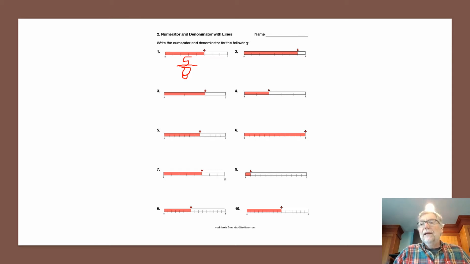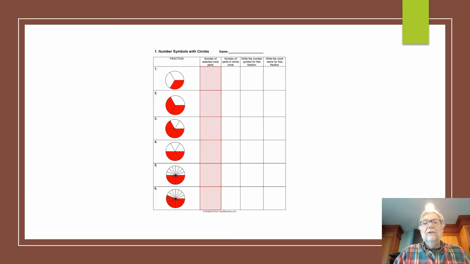Let's go on to Thursday. Here's our Thursday. And let's see here. It says number of selected red parts. So that'd be 1. Number of parts in the whole circle, there are 3. Write the number symbol for the fraction. The number symbol for the fraction would be 1/3. Now I'm supposed to write it in words. So this would be 1/3.